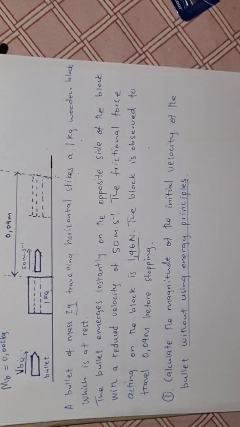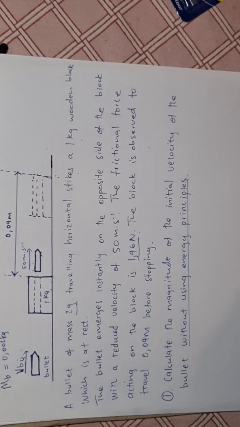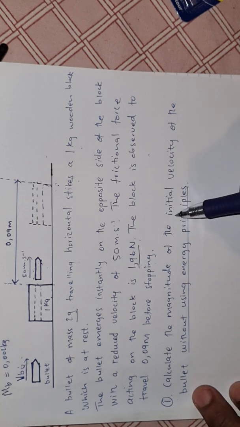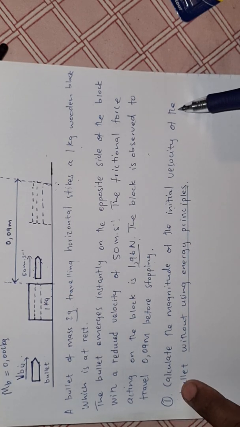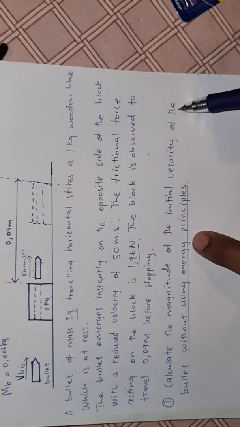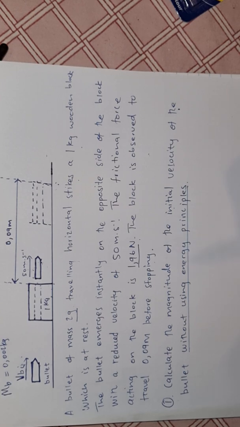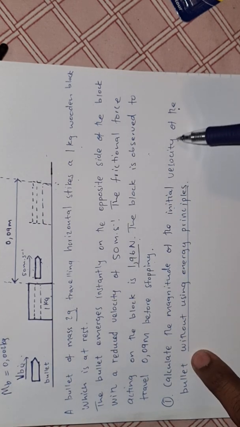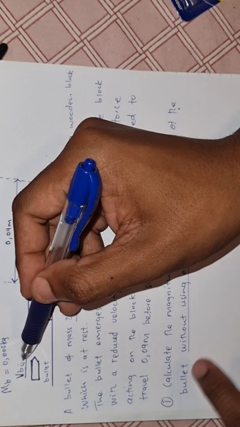Okay, and therefore now let us calculate. Let us read the question together and see what the question wants from us. The question says, calculate the magnitude of the initial velocity of the bullet without using energy principles. We can calculate the initial velocity of the bullet using energy principles, but this is without. Most definitely we are going to use the equations of motion, okay, because this is physics, mechanics. Now to calculate the magnitude of the initial velocity of the bullet, meaning this is the velocity that we are looking for.